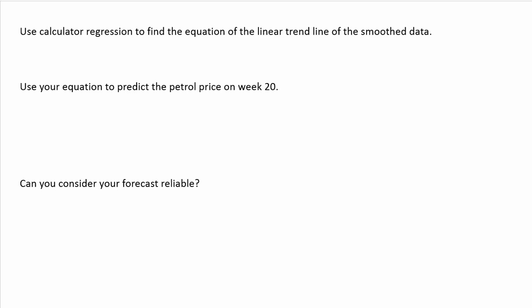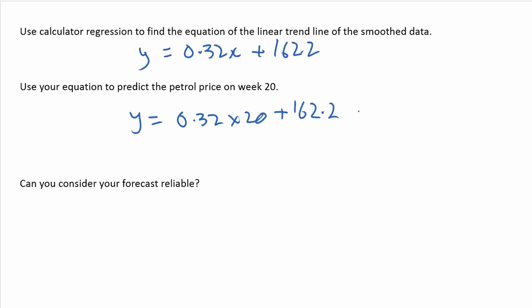Now, using the calculator regression, we should end up with this equation here. Y is equal to 0.32x plus 162.2. Plugging the value for week 20 will give me 168.6 cents per litre.